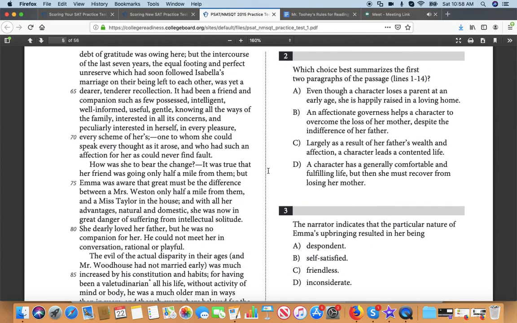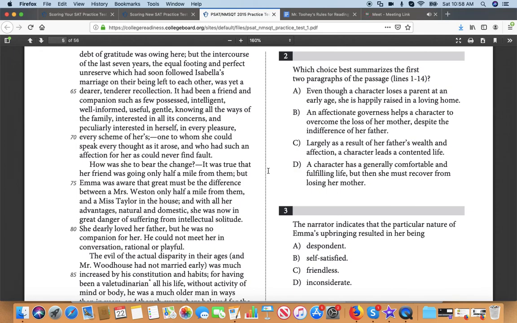Yeah. One word can throw off an answer choice. One word. And that's the case here with answer choice C, largely. And it just doesn't summarize. I mean, it's part of it, kind of, his wealth and affection, maybe, but it's not largely. Okay. One word can throw it off. Go to answer choice D.